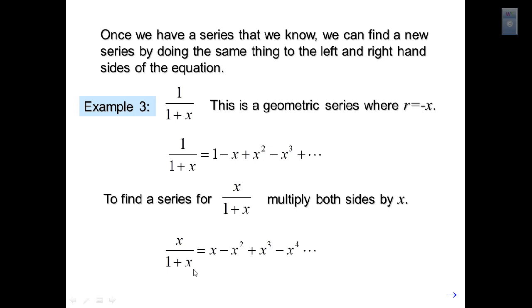So x over 1 plus x is just 1 times x, which gives me x. Negative x times x gives me negative x squared. Positive x squared times x gives me x to the third, and we get that situation right there. So as long as you do it to both sides, it's still valid. And remember, this is continuing on. You've got to include those dots to show that this does not end. It's an infinite thing.